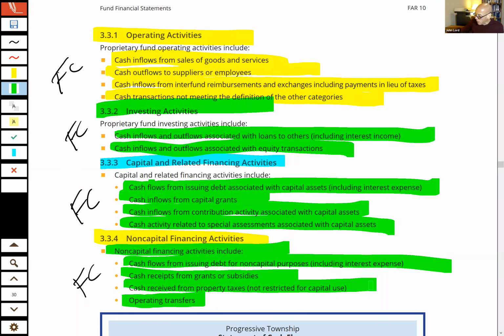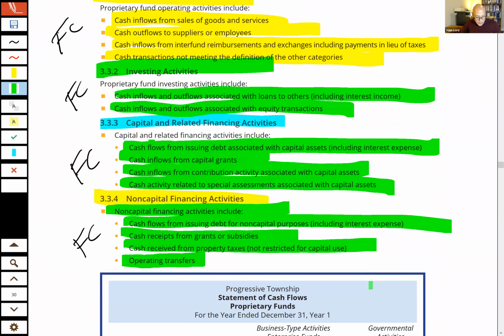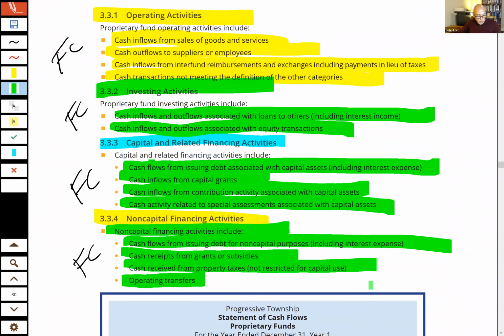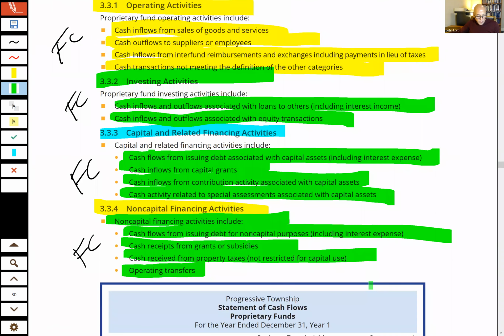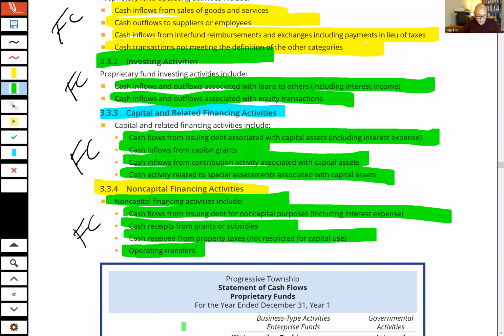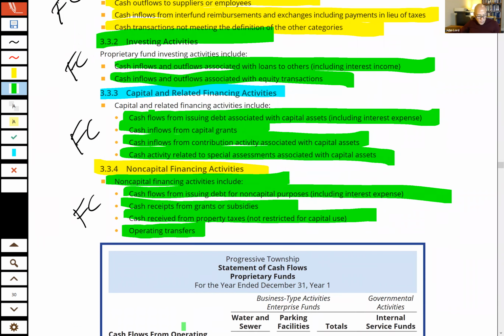Okay, now look guys, I can't sit here and explain the logic behind every single one of these, so it's important that you flashcard these so that if you get a question asking you about the statement of cash flows for, say, an enterprise fund, you at least have a fighting chance to get as many points as possible for some things that might not be something that you remember all the time.